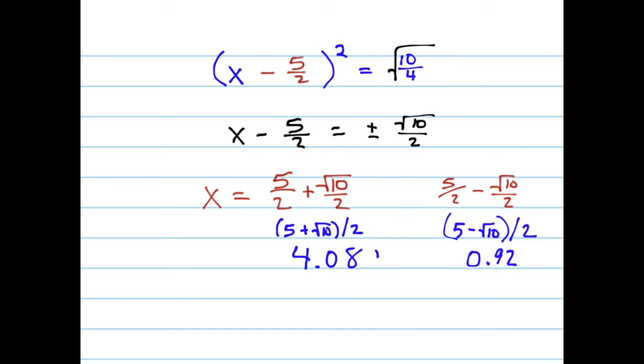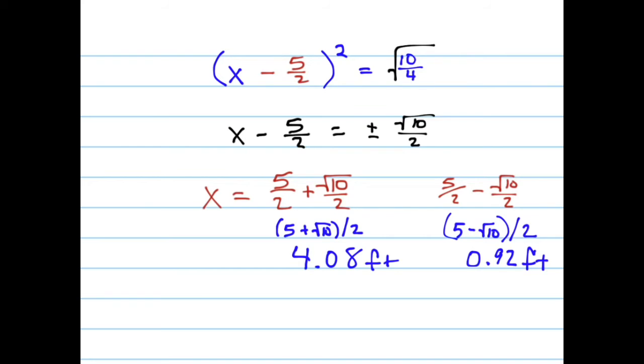Now, this x is in feet, right? It should be 5 over 2 minus. These are in feet, right? Now, one of these is not going to work. Anybody tell me what it is? It must be 4.08, that's the only other option. And why?